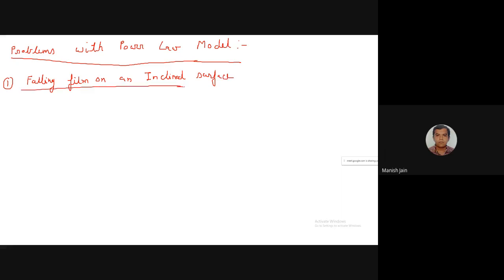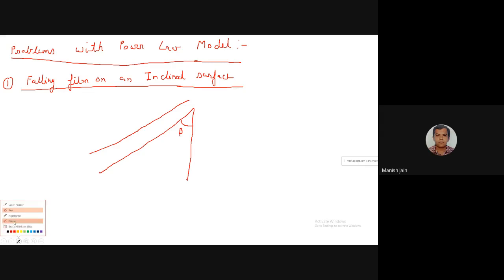So, falling film on an inclined surface. Okay. So basically you have an inclined surface. The angle of the surface with the vertical plane is beta. A fluid is flowing on the surface as a film. So the thickness of the film is constant. Okay, so I will make a more accurate diagram. This is the liquid film. Here the fluid is flowing on the surface.